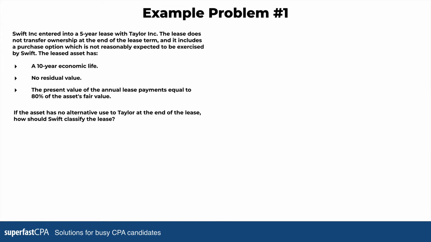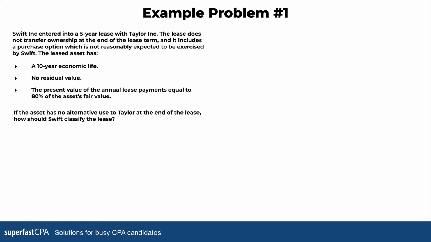So now we'll go into some example problems for how you would classify a lease. So this first one, Swift Inc. entered into a 5-year lease with Taylor Inc. The lease does not transfer ownership at the end of the lease term, and it includes a purchase option which is not reasonably expected to be exercised by Swift. The leased asset has a 10-year economic life, no residual value. The present value of the annual lease payments are equal to 80% of the asset's fair value.